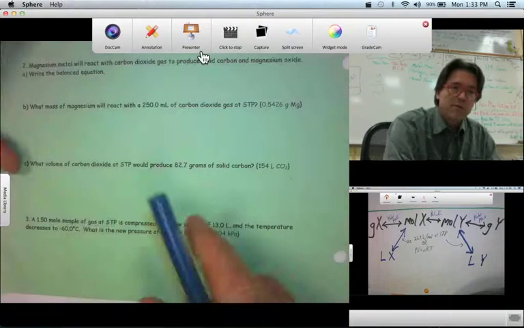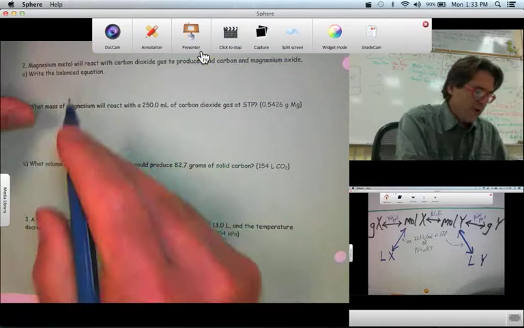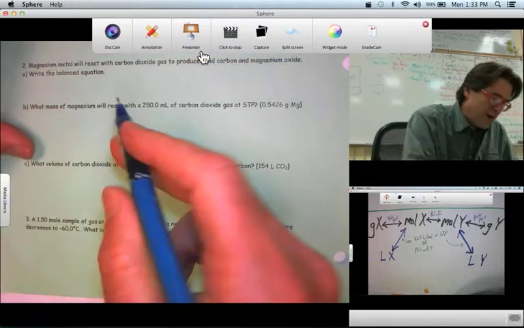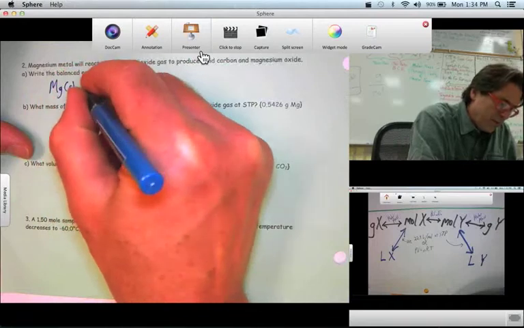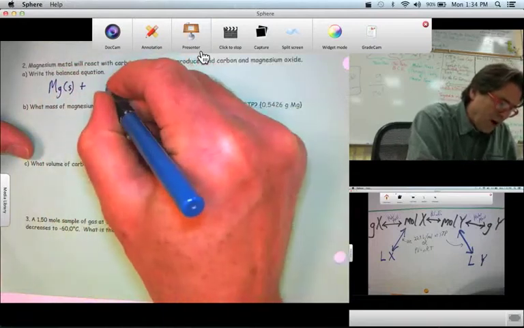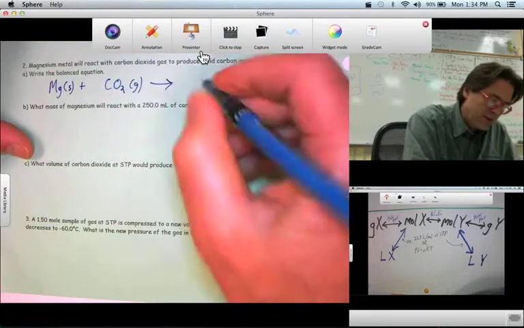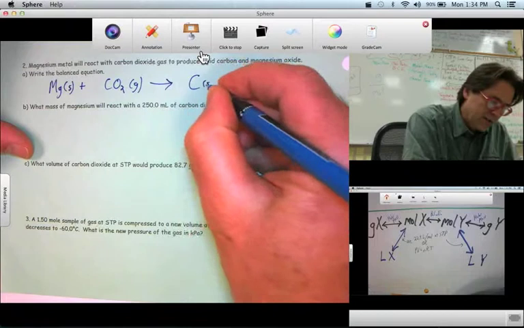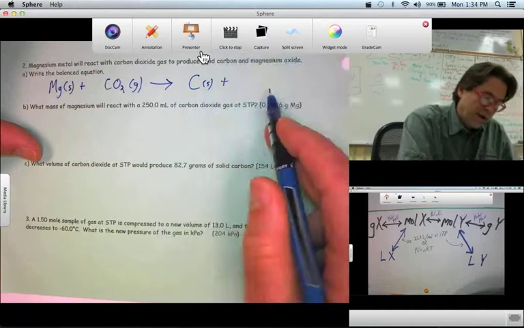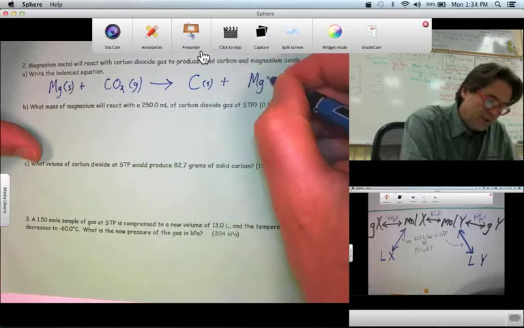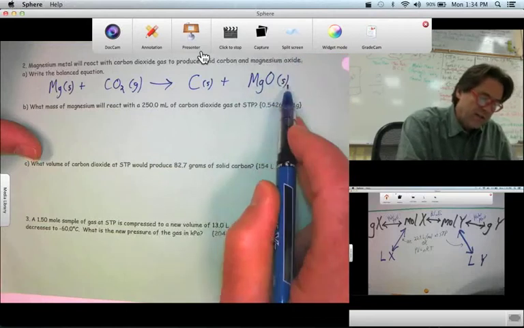This is problem number 2 on our gas law worksheet 3, and we have to write the balanced chemical equation. So magnesium metal plus carbon dioxide gas react to produce solid carbon. So that's just carbon, its formula is C, plus magnesium oxide. Magnesium is +2, oxygen -2, so that's our white crumbly magnesium oxide powder.